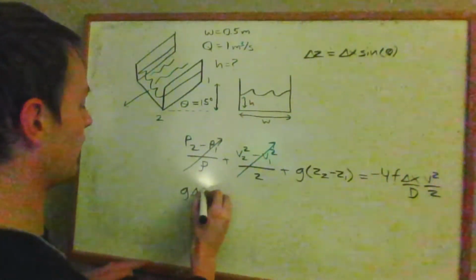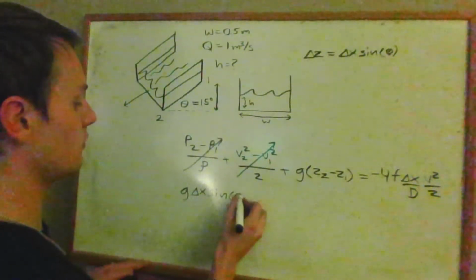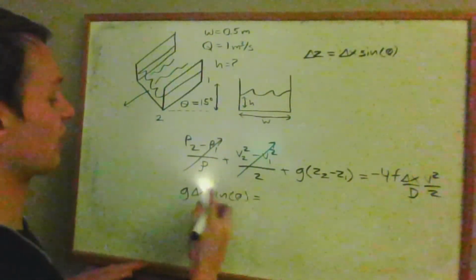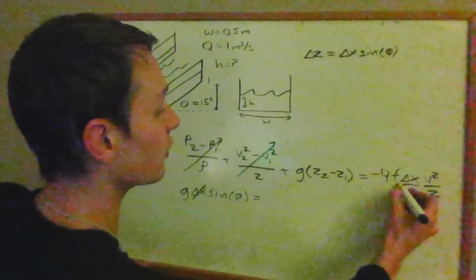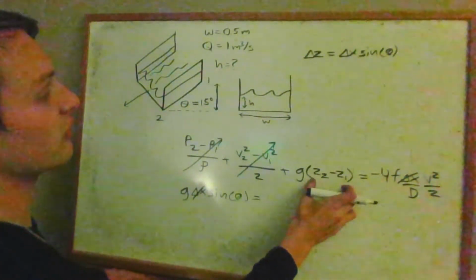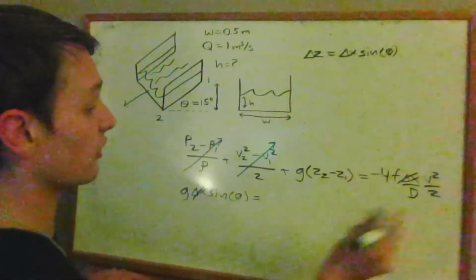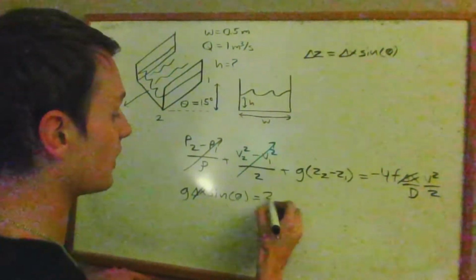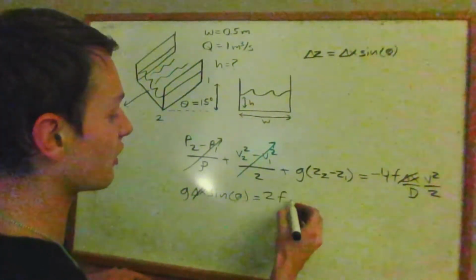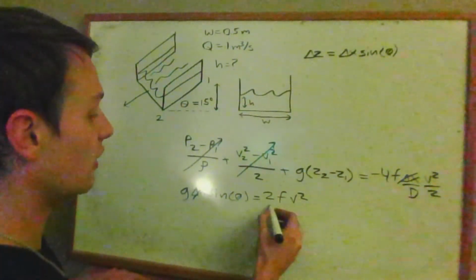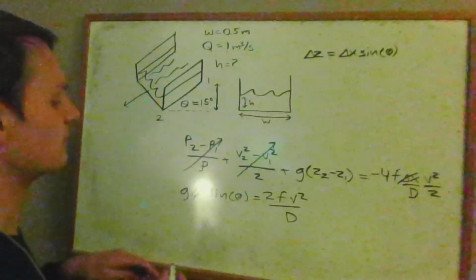And if you see that here, we have a delta x on both sides of the equation that cancels. Notice again, this delta z is negative, so that cancels with the negative sign on the other side, and I'll divide by 2 as well. So we have 2 times the Fanning friction factor multiplied by the velocity squared divided by the diameter d.